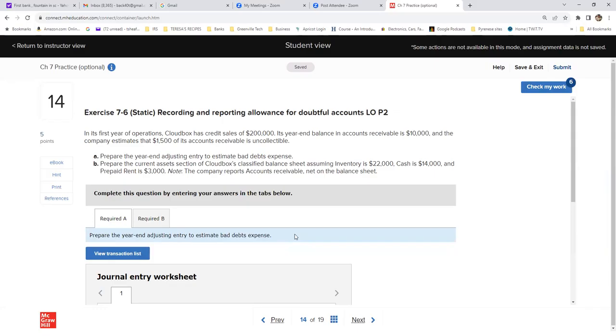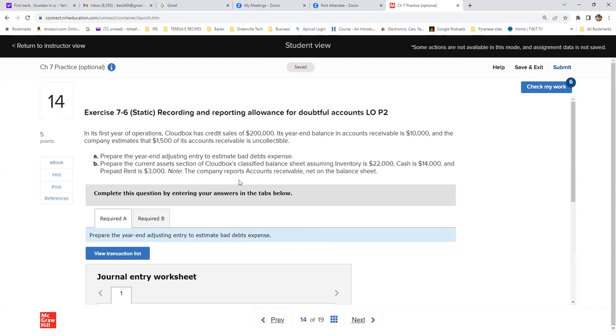Okay. In its first year of operations, CloudBox has credit sales of $200,000. Its year-end balance in accounts receivable is $10,000, and the company estimates $1,500 is going to be uncollectible. Prepare the year-end adjusting entry to estimate the bad debt expense.